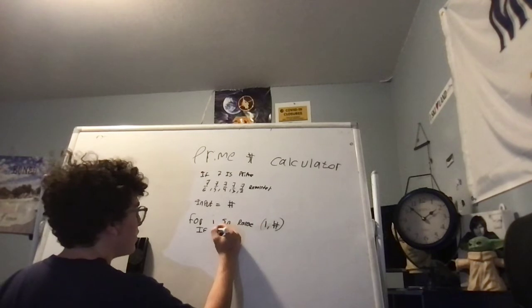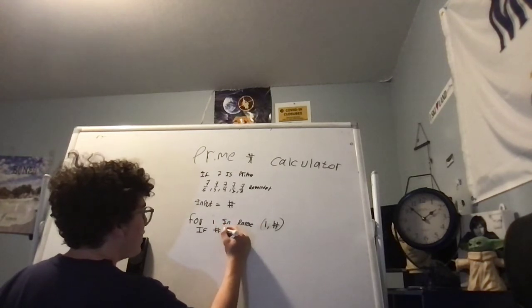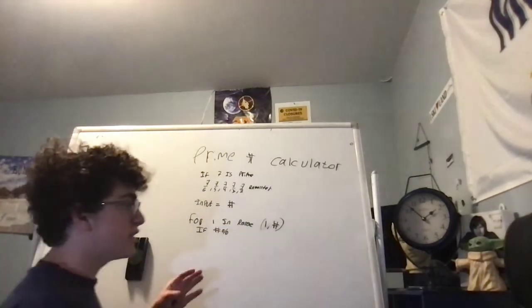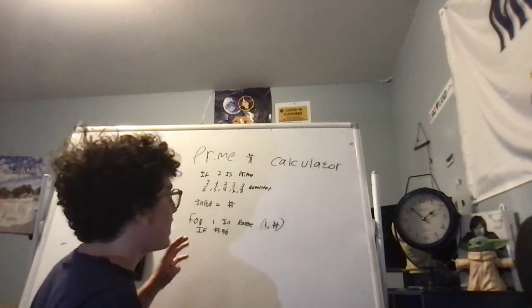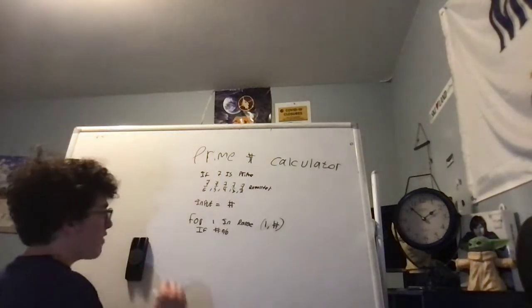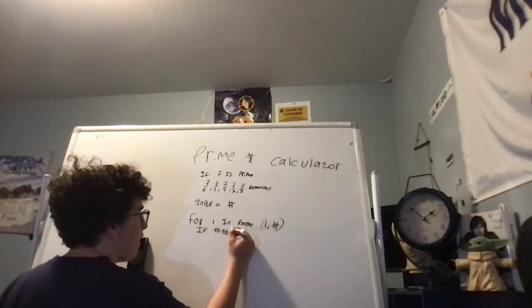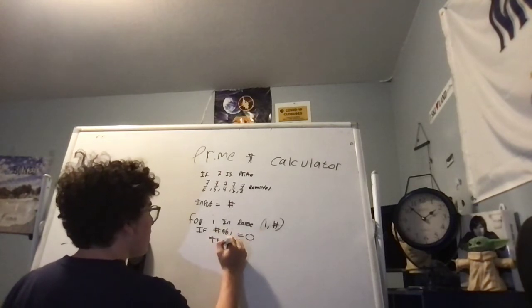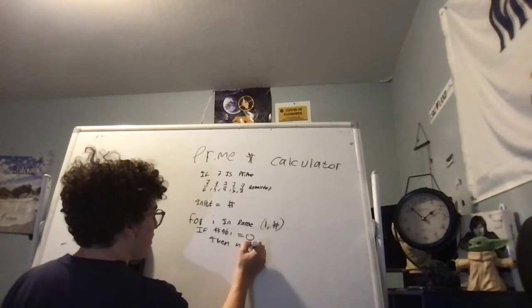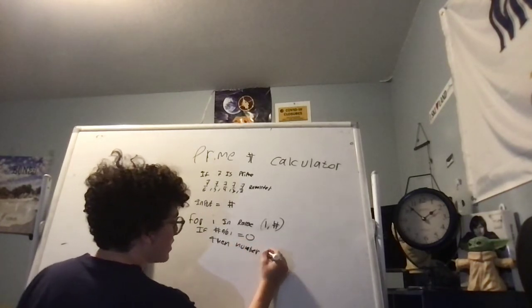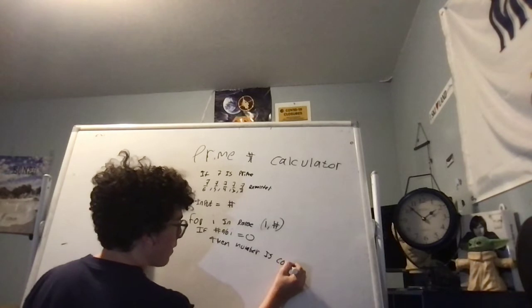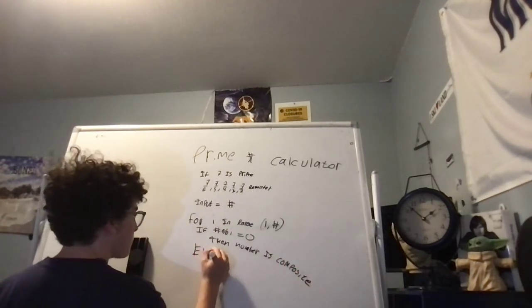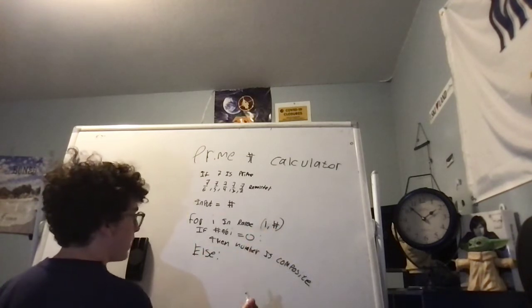our number, mod, the mod symbol is the percent symbol, modulus, basically saying what is the remainder. So it divides it and then it sees if there's a remainder, okay? If the modulus of our number divided by I is equal to 0, then number is composite. Else it's prime number.